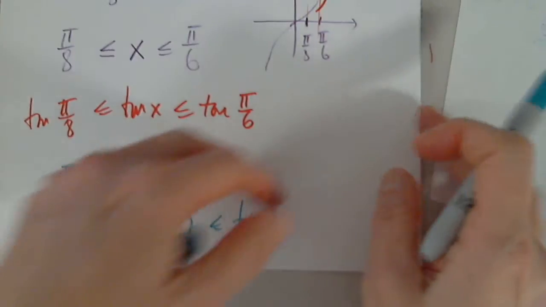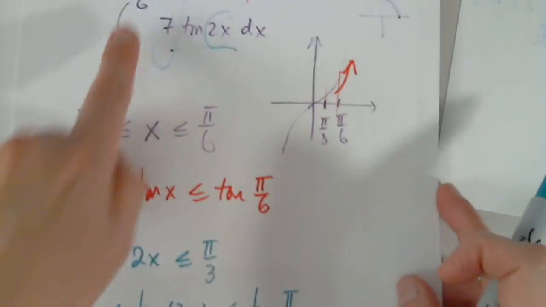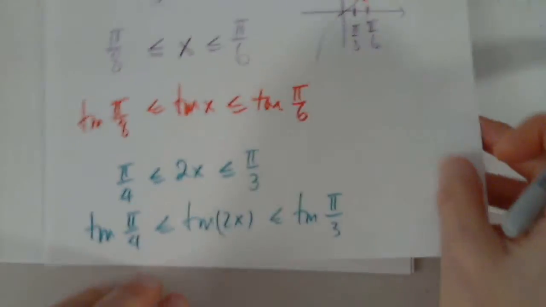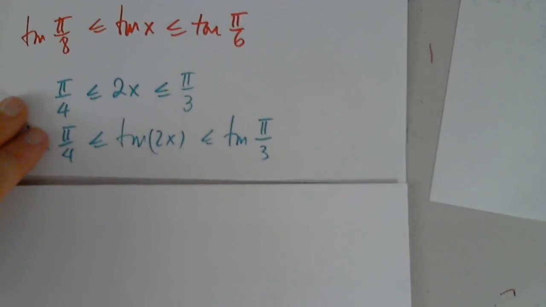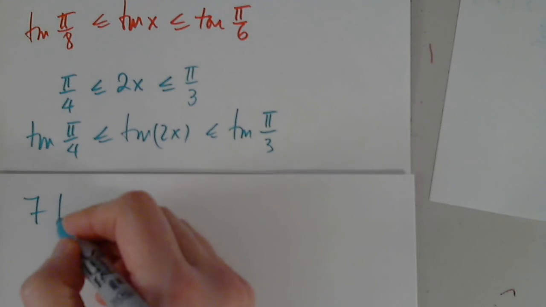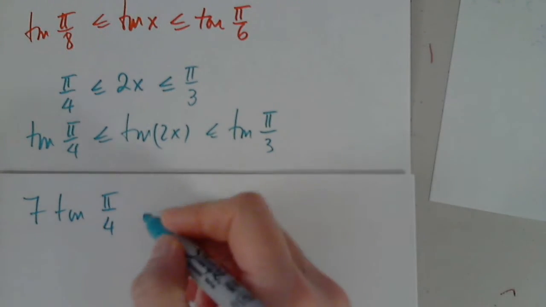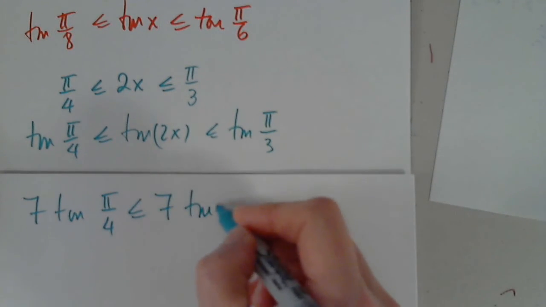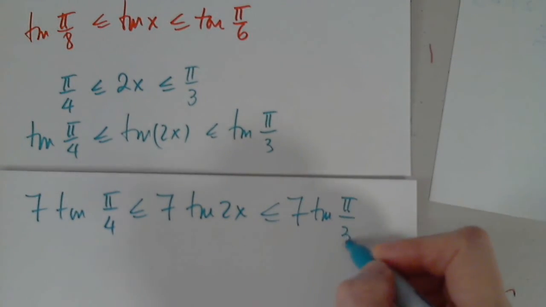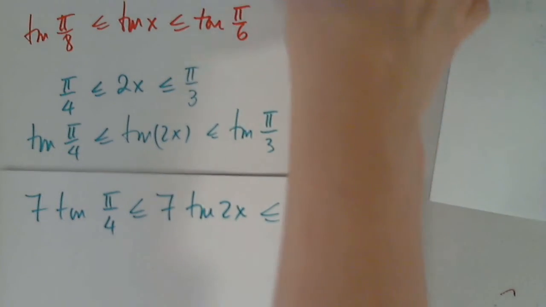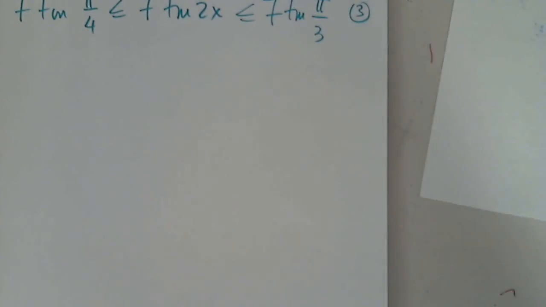And in order to finish up the function, I have to multiply all 3 sides by 7. I have to have everything that I see here in the middle. So I'm multiplying all 3 sides by 7. So I get 7 tangent pi over 4 less than or equal to 7 tangent twice x less than or equal to 7 tangent pi over 3. So far so good? Any questions?